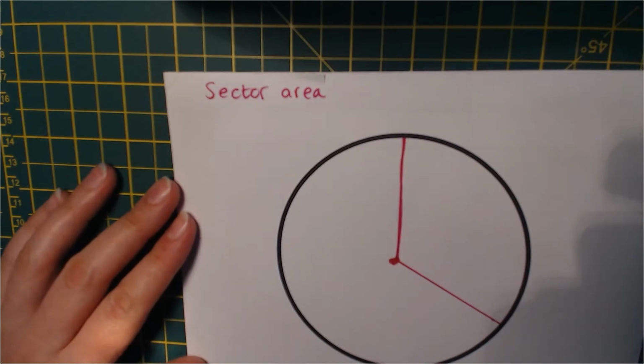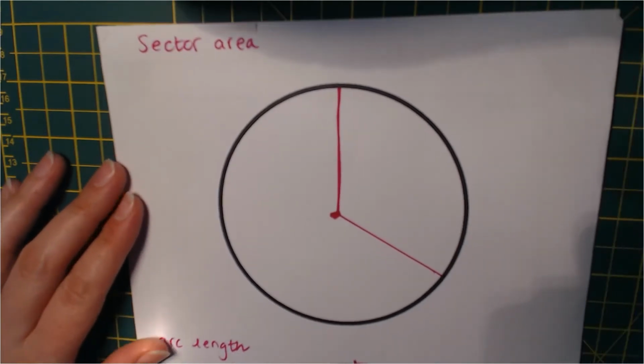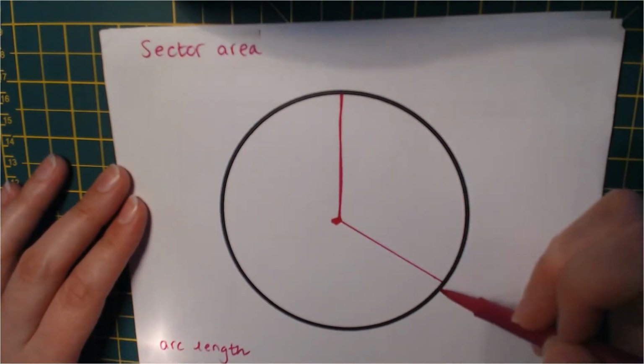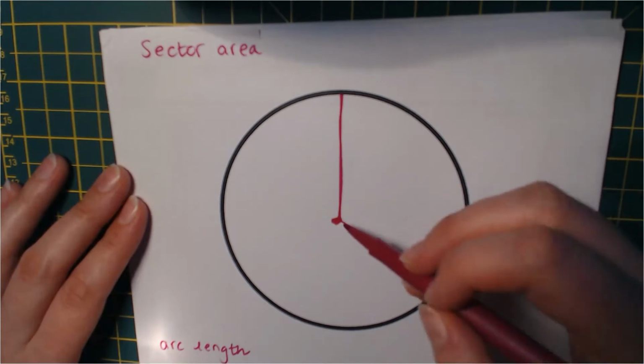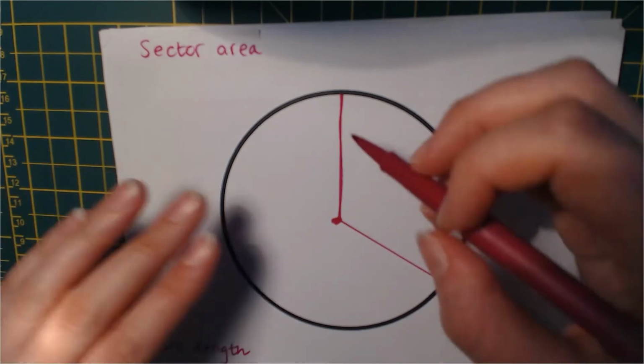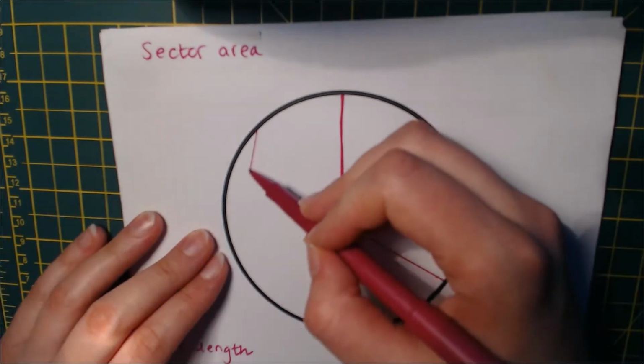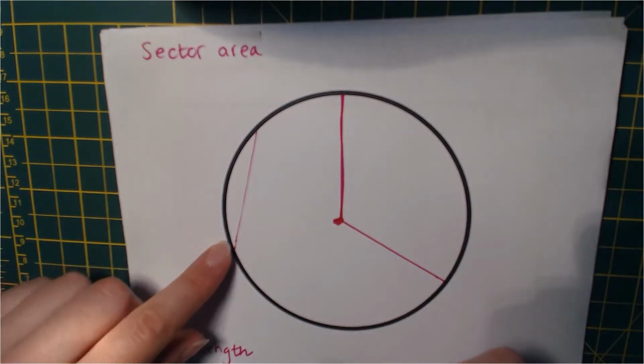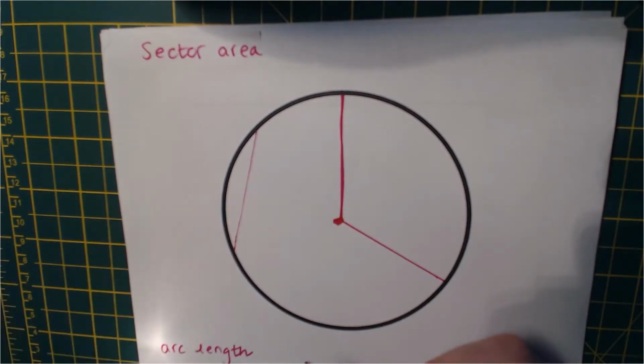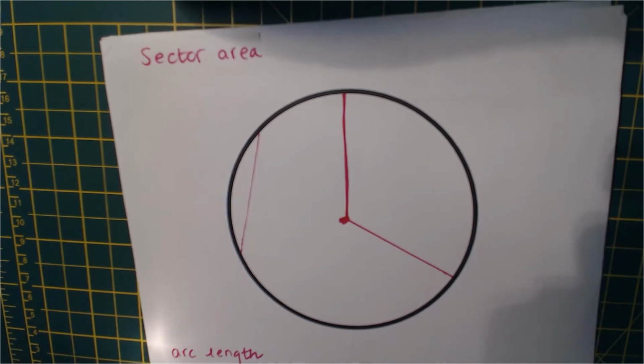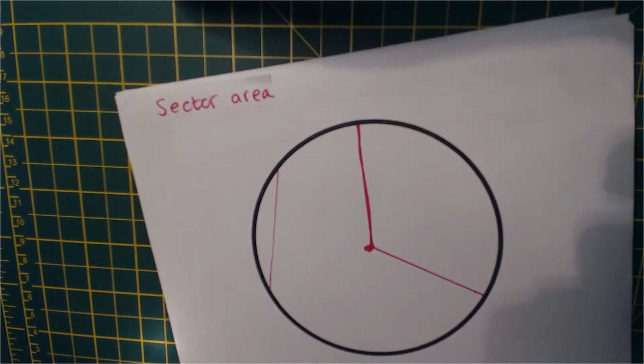So the first thing we're going to look at is sector area. So just to remind yourselves, a sector is a part of a circle, a bit like a slice of pie, not to be confused with a segment, which is kind of like this part here. Looks like, well, the shape of a kind of a segment of orange, okay? Not to be confused.